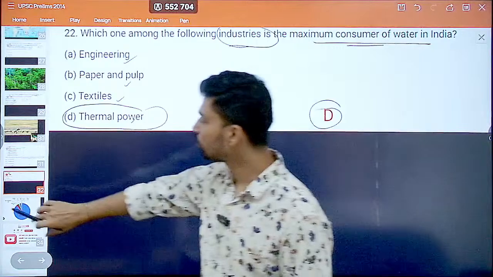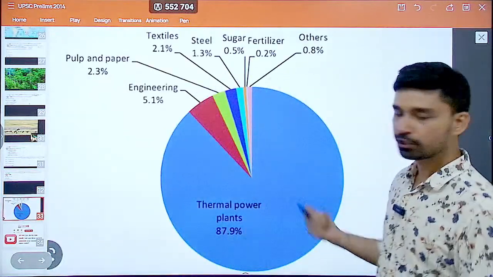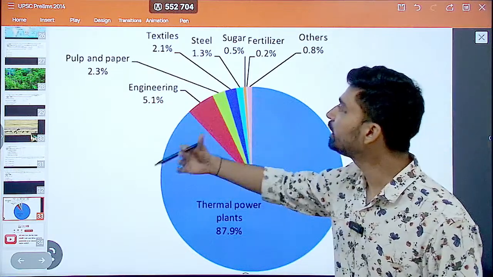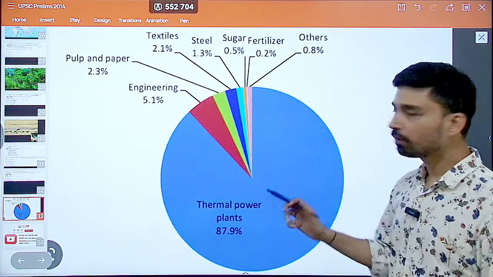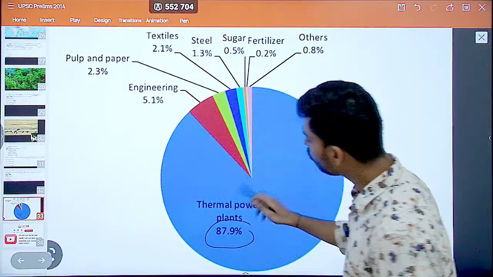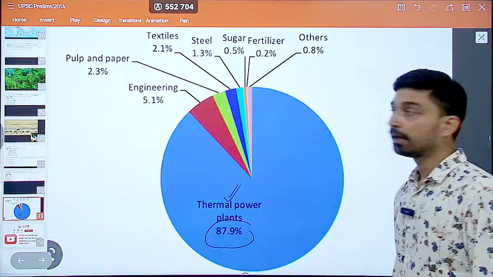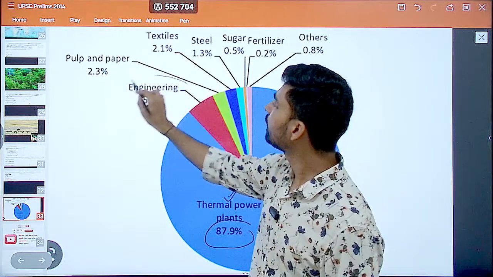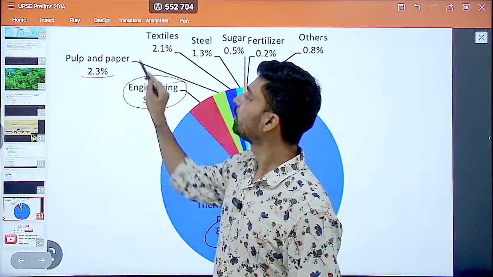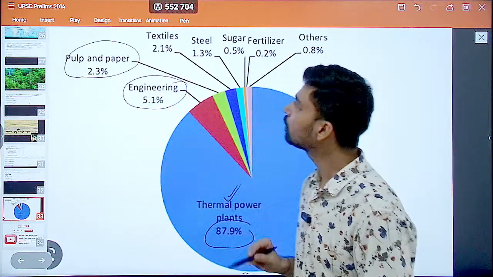To understand this more clearly, we can look at this pie chart here, where the amount of water utilized by each of the industries is given. So if 100 kg of water is concerned, 87.9% of this is consumed by thermal power alone. If you compare other industries, engineering consumes about 5.1% of water. Pulp and paper consumes about 2.3% of total water.